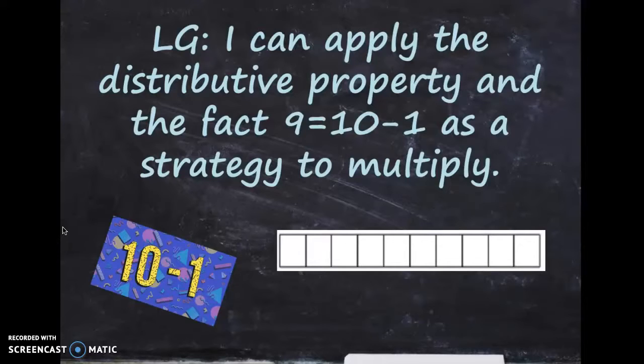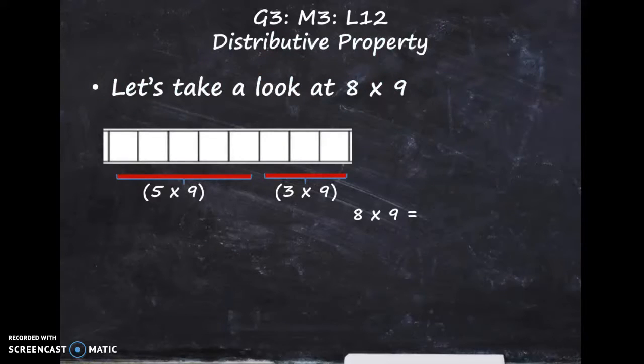Today we're going to be using the distributive property and the fact 10 minus 1 equals 9 to multiply, along with using our tape diagram or our tens frame. Let's take a look at the problem 8 times 9. Here I can use a tape diagram using 9s and break them apart into two different groups.